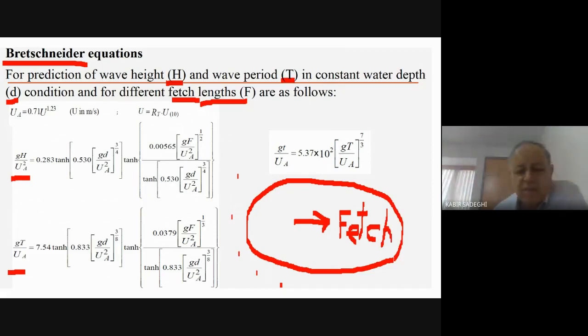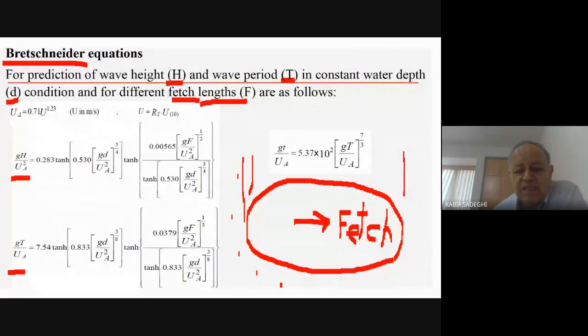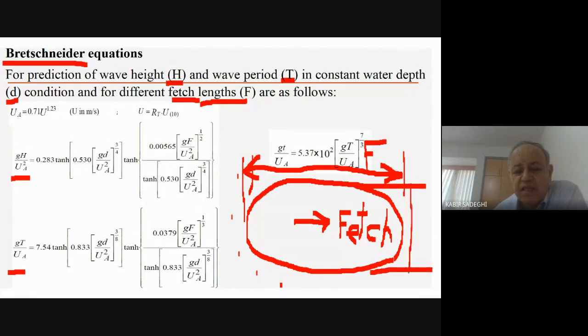And we call the distance between two points, from the beginning up to the end, the fetch length. This is the fetch length that we show by F. And from here to here is the width that we show by W. Therefore, when we have fetch and water depth, we should find wave height and wave period, considering one other important parameter, which is wave velocity.